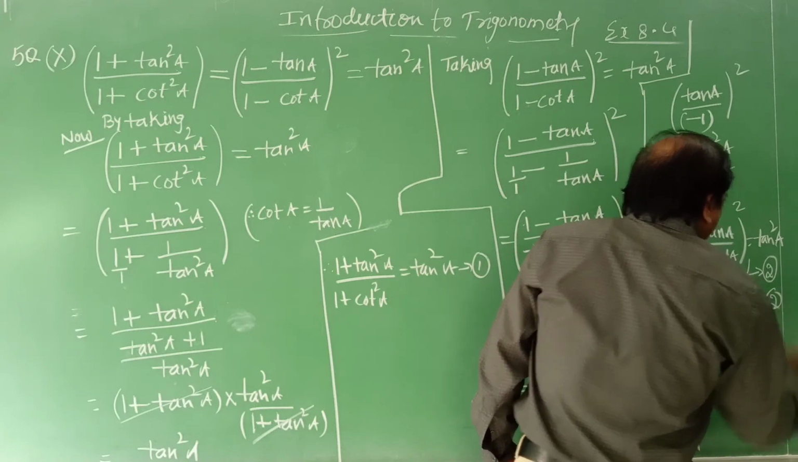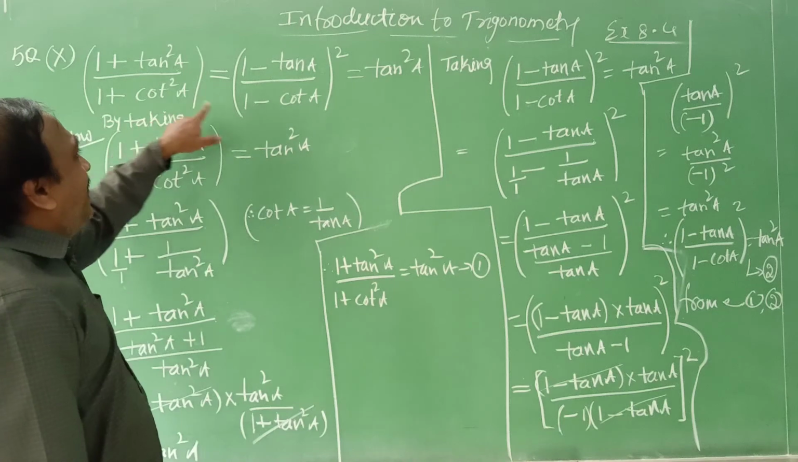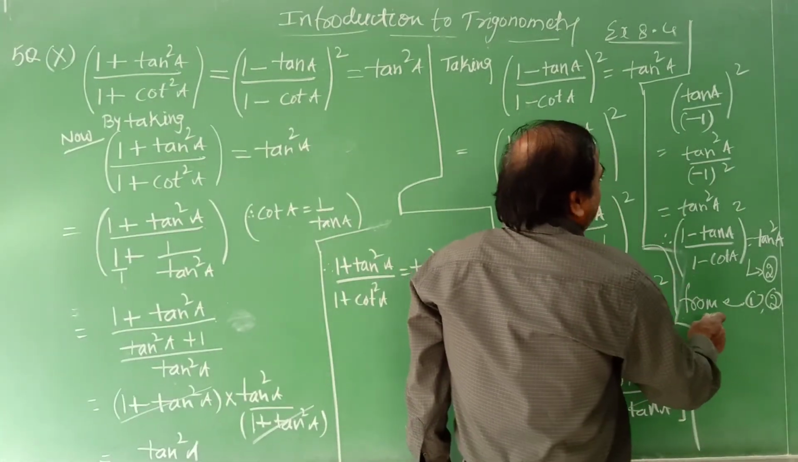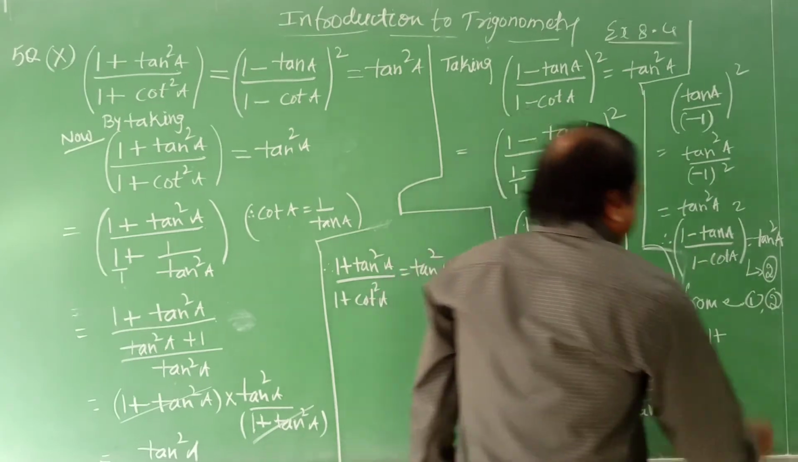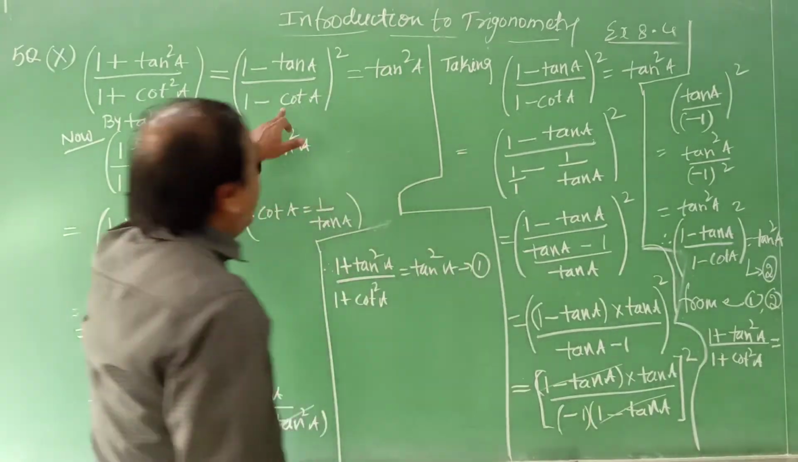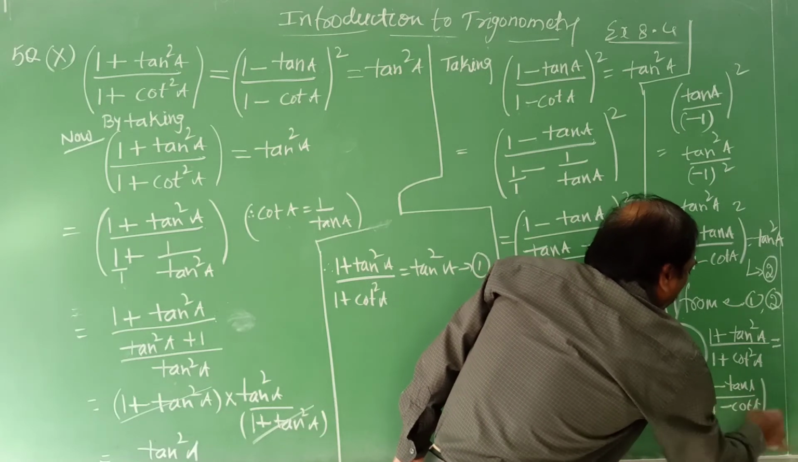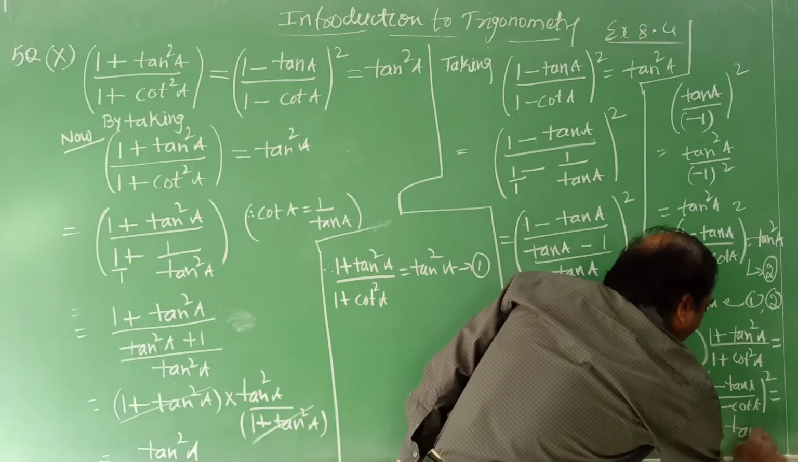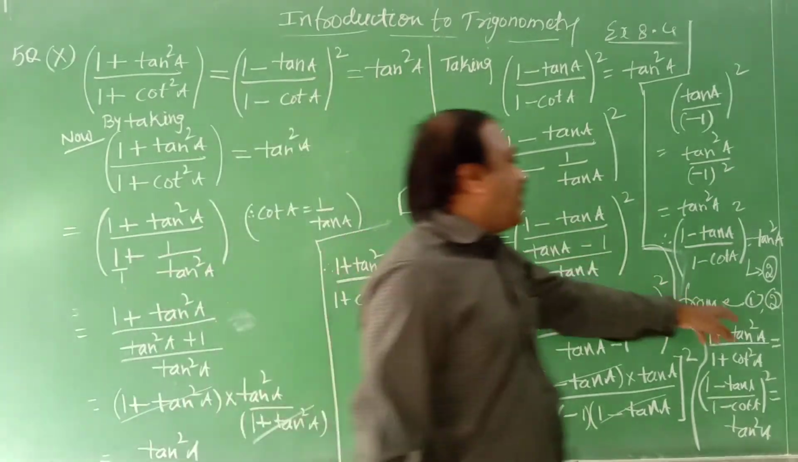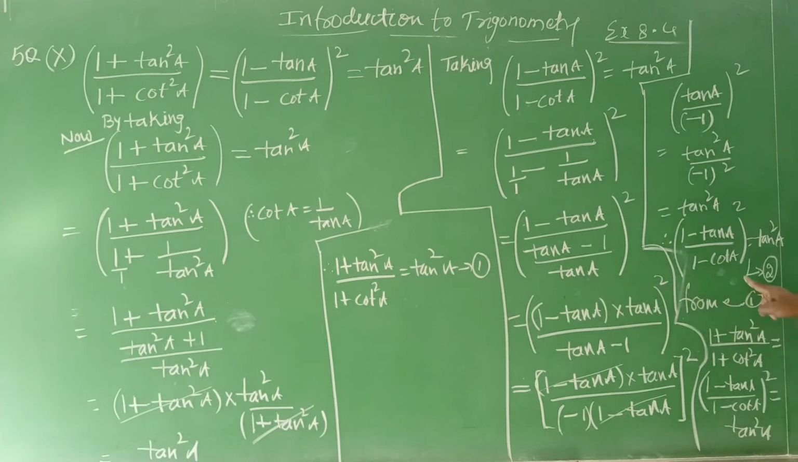From equation 1 and 2, we can conclude that 1 plus tan square A by 1 plus cot square A is equal to 1 minus tan A by 1 minus cot A whole square, which is equal to tan square A. This is equation 2, and this is equation 1. From these two you can conclude this.